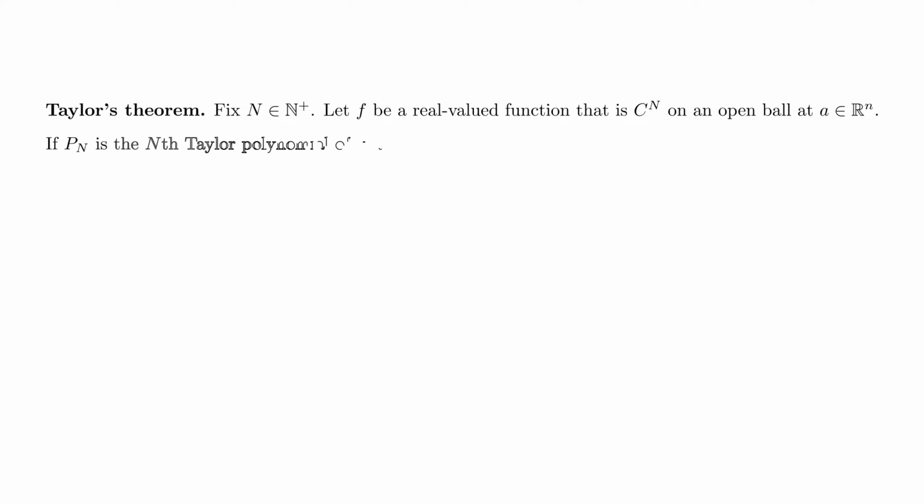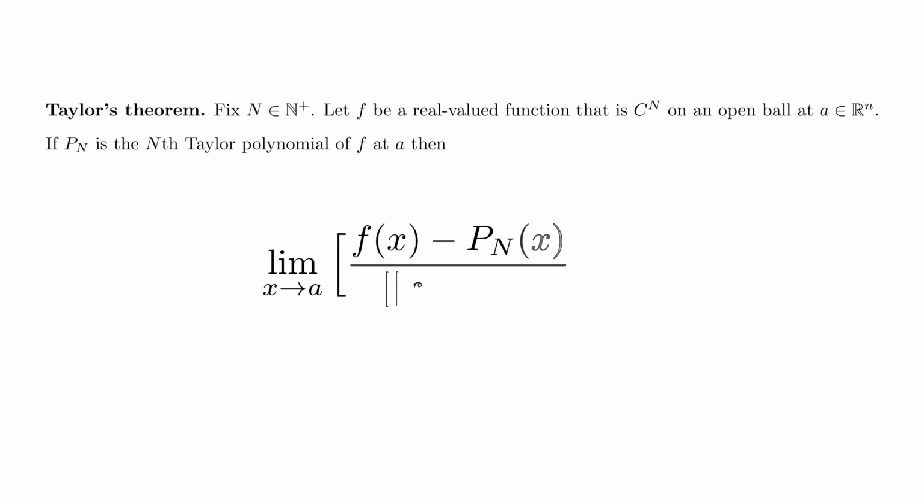If Pn is the nth Taylor polynomial of f at a, then the following limit is equal to 0. We often equivalently say that Pn is an nth order approximation to f at a. Let's break down this limit expression a bit more carefully. The quantity in the numerator, f of x minus Pn of x, corresponds to the error between our function and the Taylor polynomial at the point x. The quantity in the denominator, namely the norm of x minus a to the n, gives a benchmark for the rate of the error's decay.